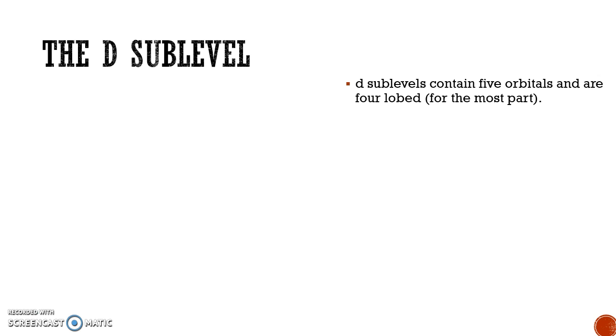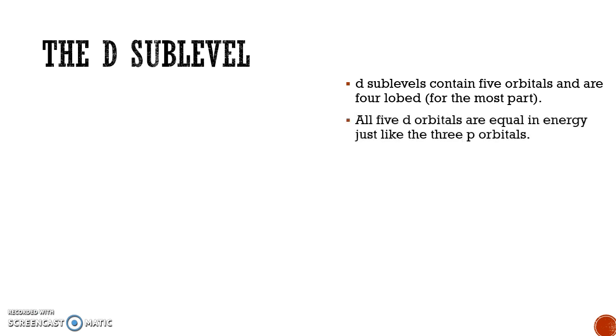So we are at the D sublevel of the quantum model. Let's take a look at that. The D sublevel contains 5 orbitals. Remember, the S had 1 orbital, the P had 3, the D had 5. And also remember that the S had 1 lobe and the P had 2 lobes, and the D now has 4 lobes. At least most of them have 4 lobes. All 5 orbitals are equal in energy, just like the 3p orbitals. And you don't get a d orbital until you reach energy level 3. So there's no 1d orbital or 2d orbital. You don't see them until you get to level 3.